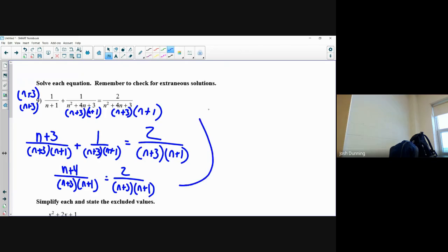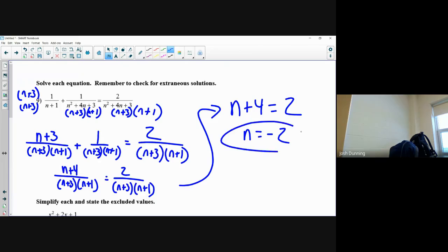Now, like we said in class, if those two fractions are equal, it means they're the same thing. If the bottoms are already the same, if the bottoms are equal, then the tops must be. So you just drop the bottom. Hey, this one's nice and easy to solve. Subtract 4, negative 2.